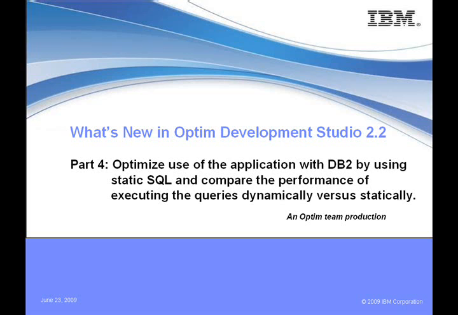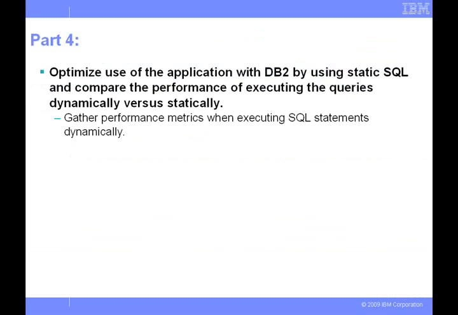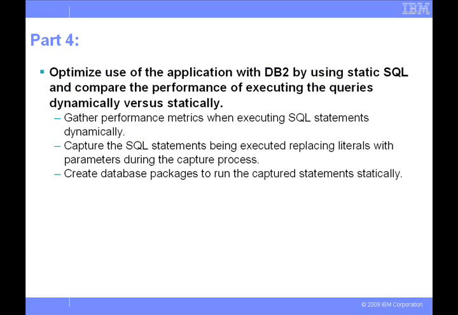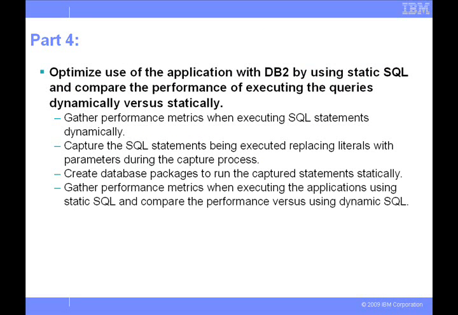In part 4 of this series, we will see how to optimize use of the application with DB2 by using static SQL. We will start by gathering performance metrics when executing our statements dynamically. Then we will capture those statements and replace literals with parameters so that we could run them using static SQL. We will create database packages and gather performance metrics when executing the statements, but this time using static SQL, and compare the performance versus dynamic SQL.